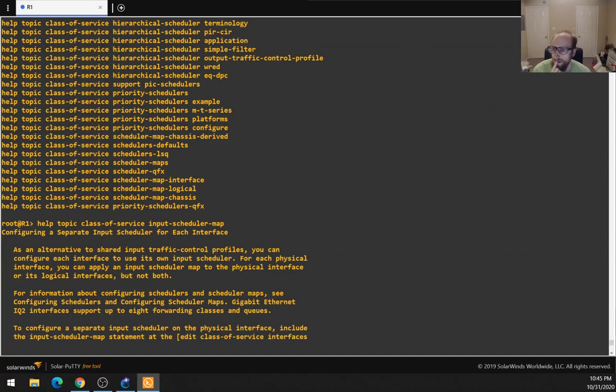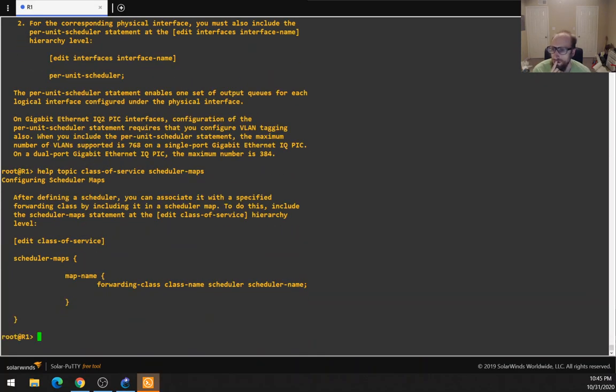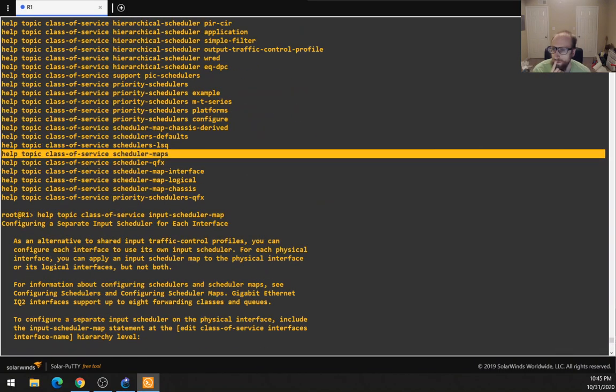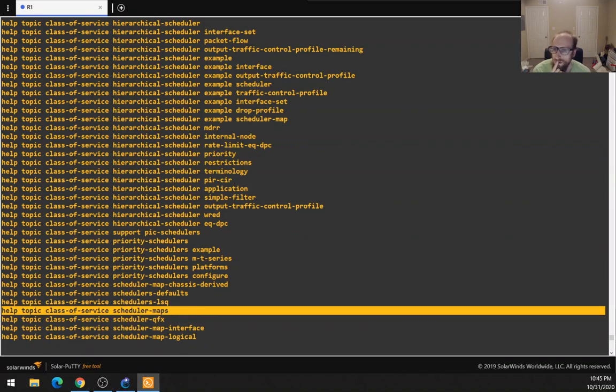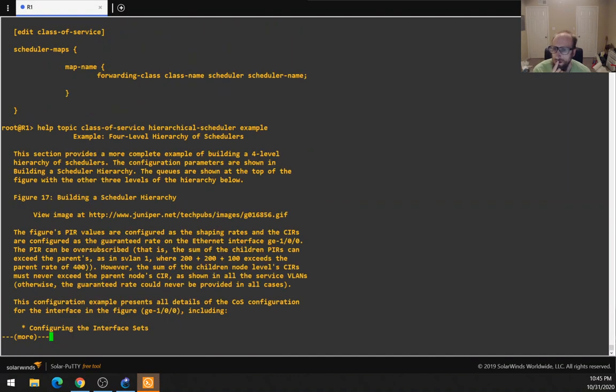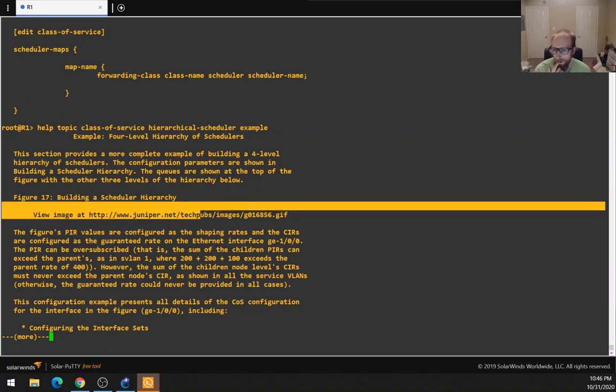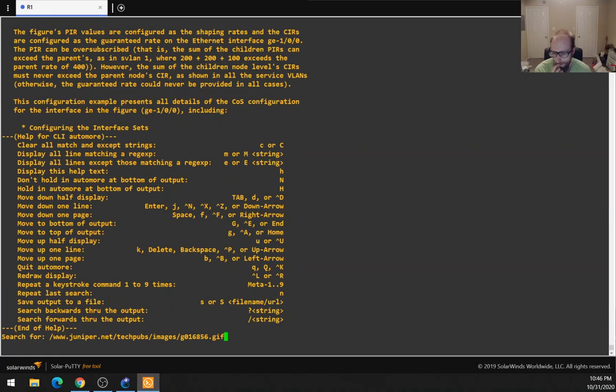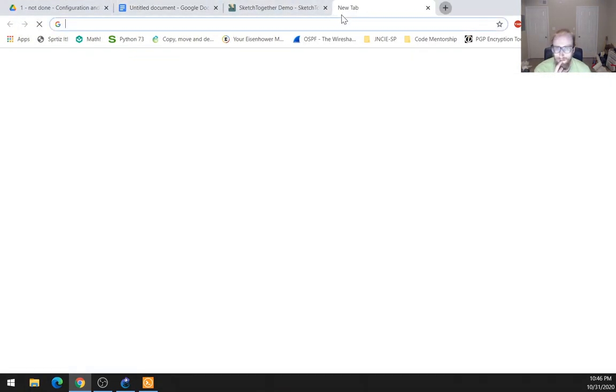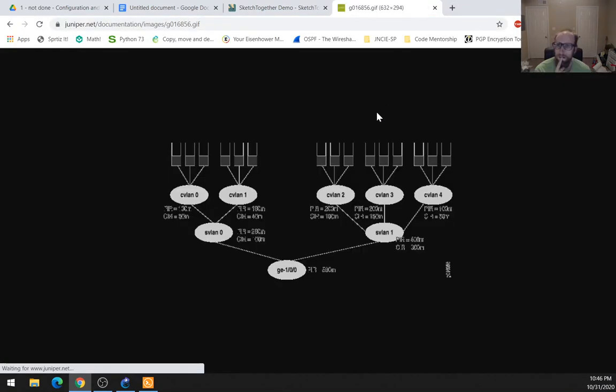Let's try scheduler maps. Hierarchical scheduler. Okay, so this section provides a more complete example of building a 4-level hierarchy of schedulers. The configuration parameters are shown in building a scheduler hierarchy. The queues are shown at the top of the figure with the other 3 levels of the hierarchy below. Let's take a look at the queues here in this GIF.